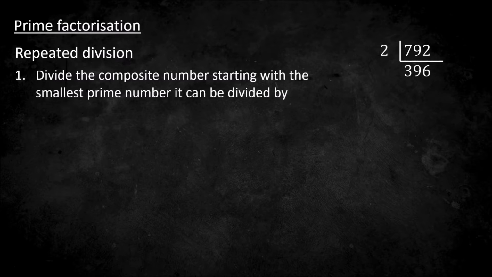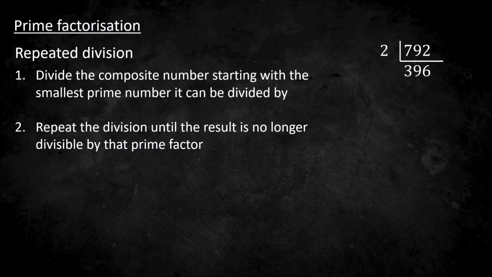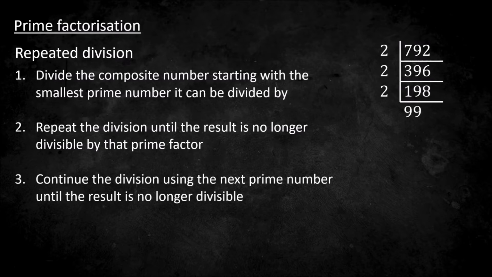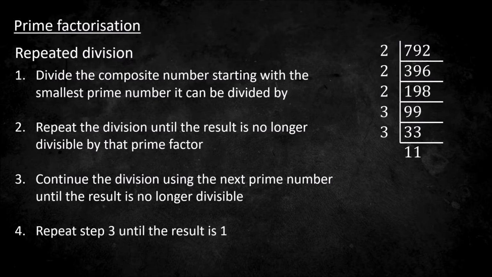Second step, keep dividing by the same prime number until the result is no longer divisible by that prime number. Third step, continue dividing using the next prime number. In the example, the next prime number is 3. Keep dividing until the result is no longer divisible. For the last step, repeat the third step until the result is 1. The composite number has been expressed as a product of prime numbers.